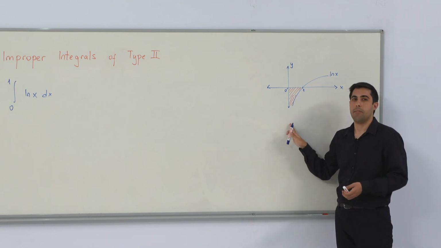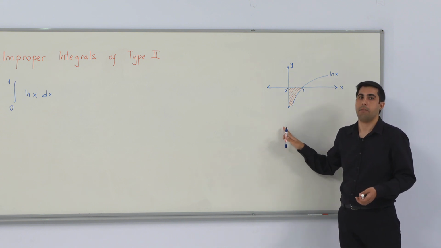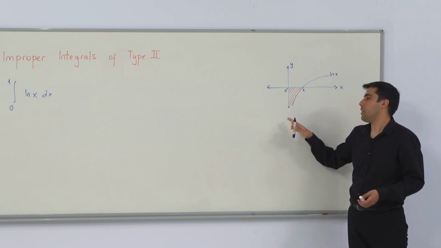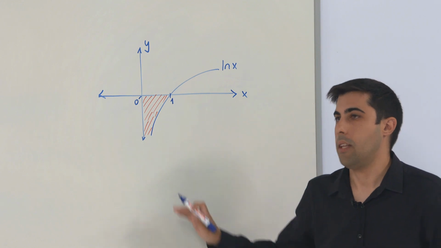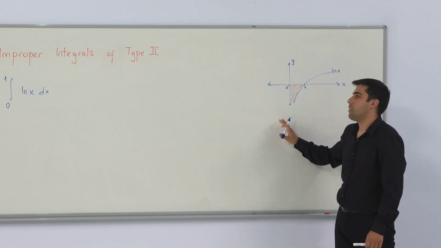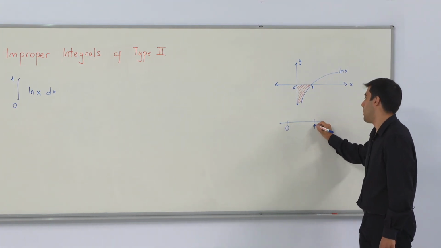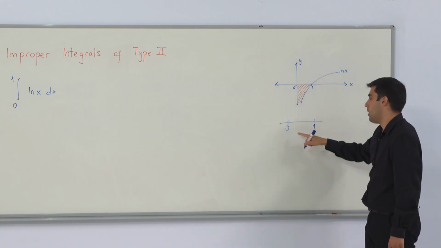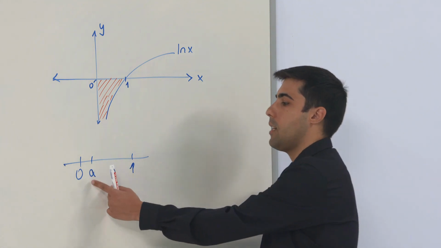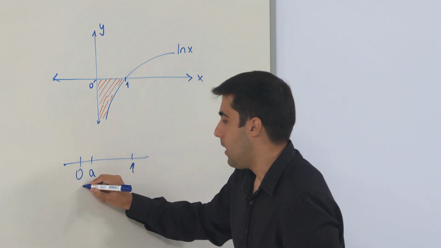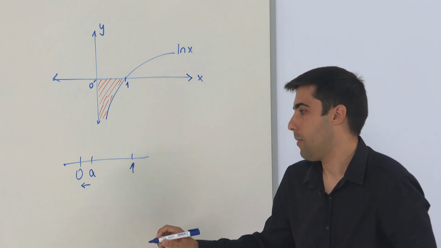If the value of the integral is finite, we will say this improper integral converges and has a finite value. If not, if we have an infinite value, then we will say the improper integral diverges. So let's see what is the case over here. We will proceed with a limit. I'm trying to integrate between 0 and 1, but at 0 I have a vertical asymptote. So I'm going to pick another value over here, let's say a, and integrate between a and 1, and then let a go to 0 from the right hand side with the limit.